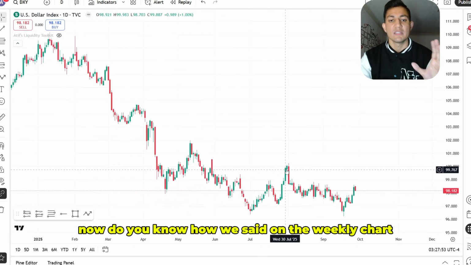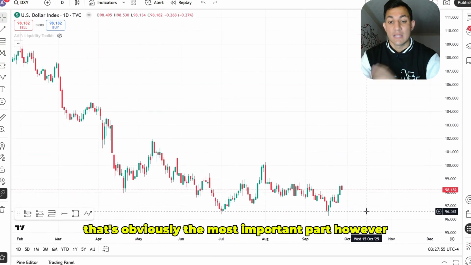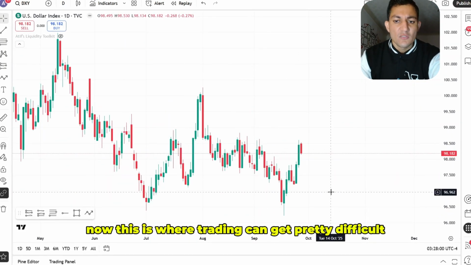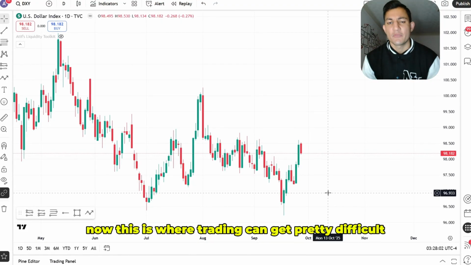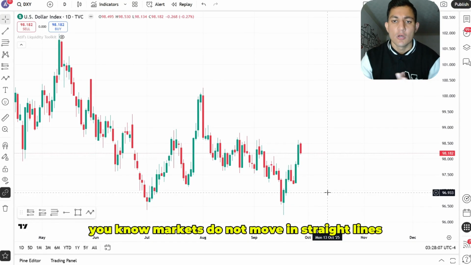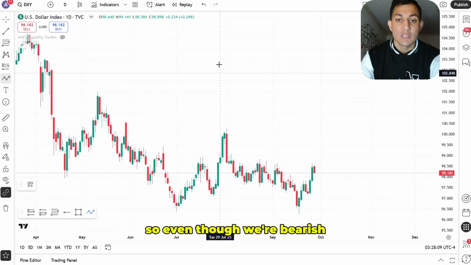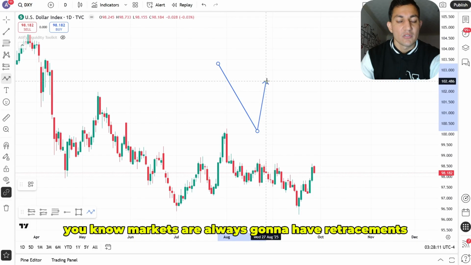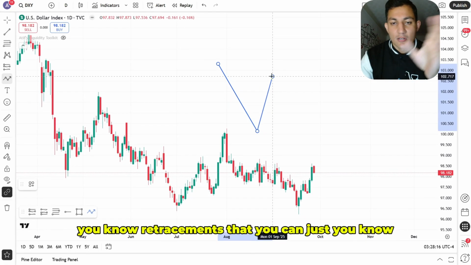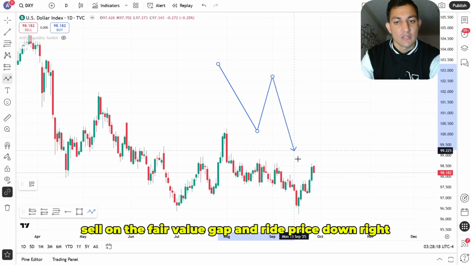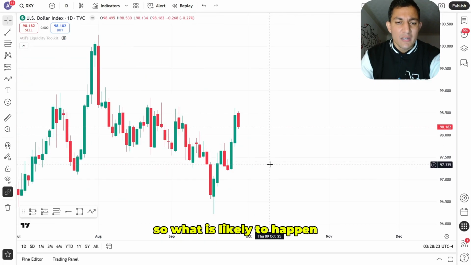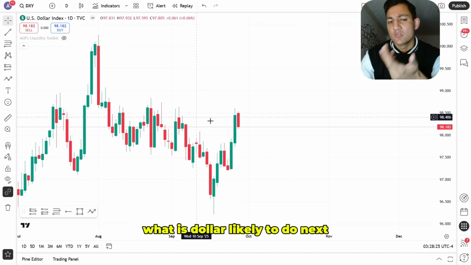Do you know how we said on the weekly chart that we're bearish and we're going down? That's obviously the most important part. However, what is price likely to do here? This is where trading can get pretty difficult, and I say this to my private students all the time. If you've been trading for any length of time, you know markets do not move in straight lines. So even though we're bearish, markets are always going to have retracements. And retracements aren't always going to be nice, clean, sexy retracements that you can just sell on the fair value gap and ride price down. It can be quite messy, and you can see this here. So if you're asking, Atif, what is the dollar likely to do next?